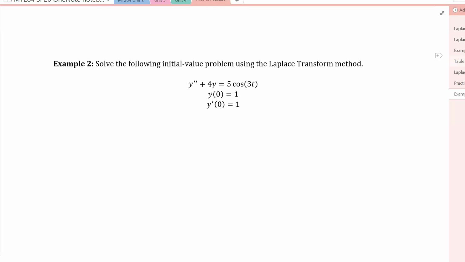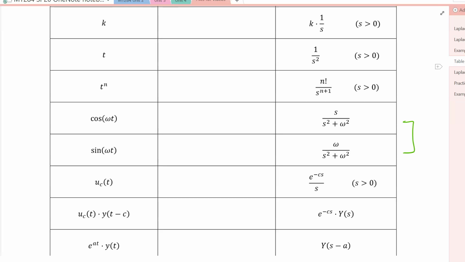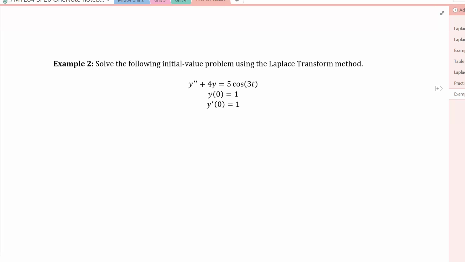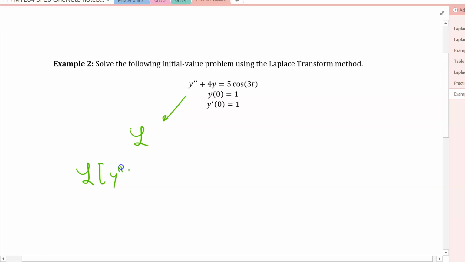For this one we're going to be using the fact that we know the Laplace transform of cosine of omega t is s over s squared plus omega squared. Looking at our example, the number omega for us is 3. So first step, let's apply the Laplace transform. That's going to say it's the Laplace transform of the second derivative. Again, the Laplace transform is a linear transformation, meaning we can apply that term by term. So it's going to be 4 times the Laplace transform of y, and that's going to equal 5 times, on the right hand side, the Laplace transform of cosine of 3t.